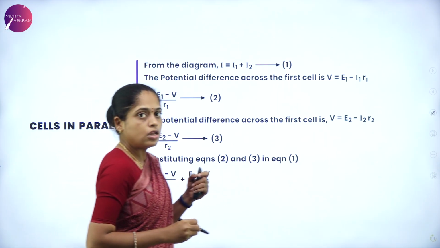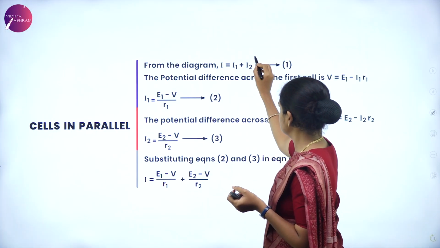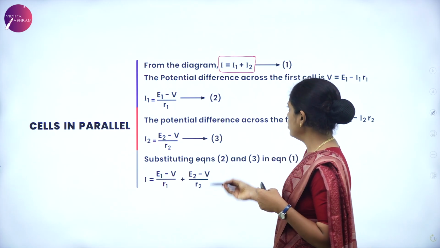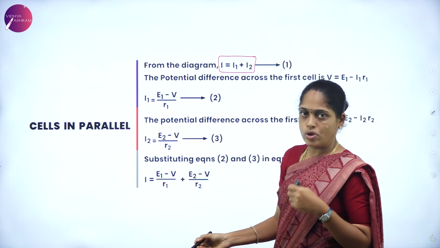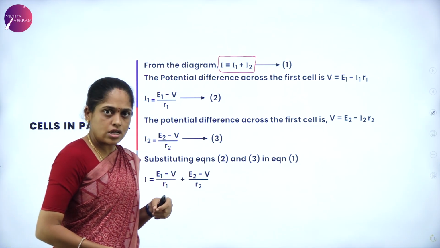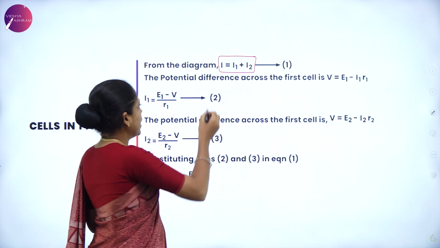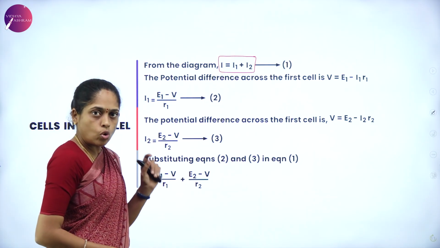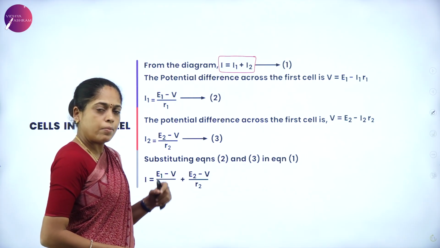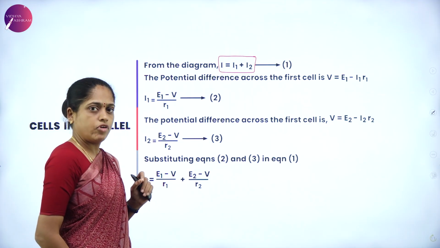Yes. Here, the quantity which divides is current. So, total current is equal to I1 plus I2. In parallel combination, current divides, and in series combination, voltage divides. Yes, by that, the total current I is given by I1 in the first cell plus I2 in the second cell. Consider this as equation 1.